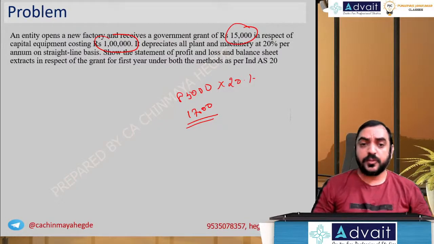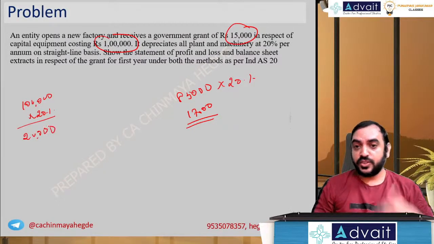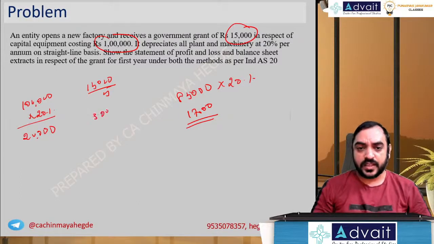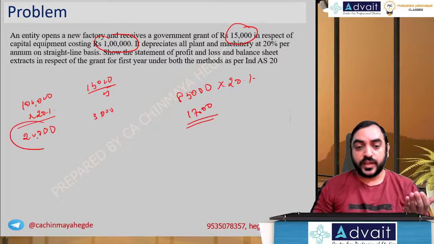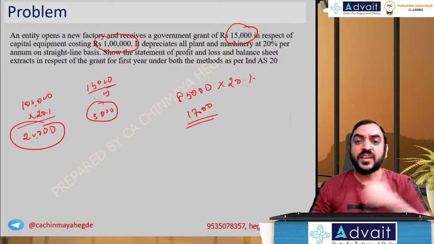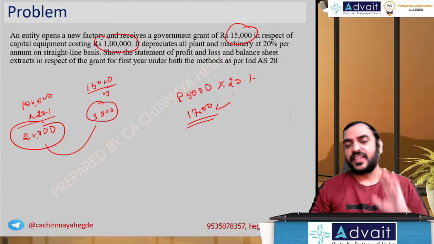Depreciation. Another method, 1 lakh at 20%, that means 20,000 you take as depreciation. 15,000 also over a period of 5 years, same proportion, straight line method, easy. Or 20% also you can take. You get 3,000 as income. So 20,000 you take to depreciation, 3,000 as deferred income amortization, effectively the same impact, 17,000.